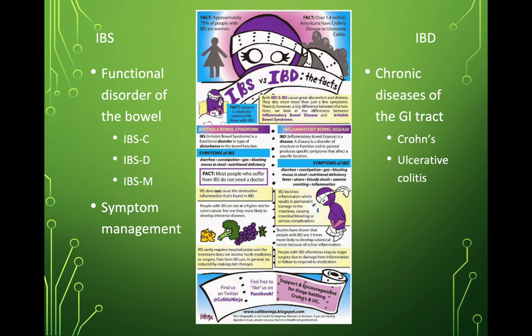A couple of things about these two diseases. Crohn's disease can affect any portion of the GI tract from top all the way to the bottom. It is more common in the terminal ileum and the colon, whereas ulcerative colitis affects the large intestine and involves only the mucosa and the submucosa. So why is that significant?